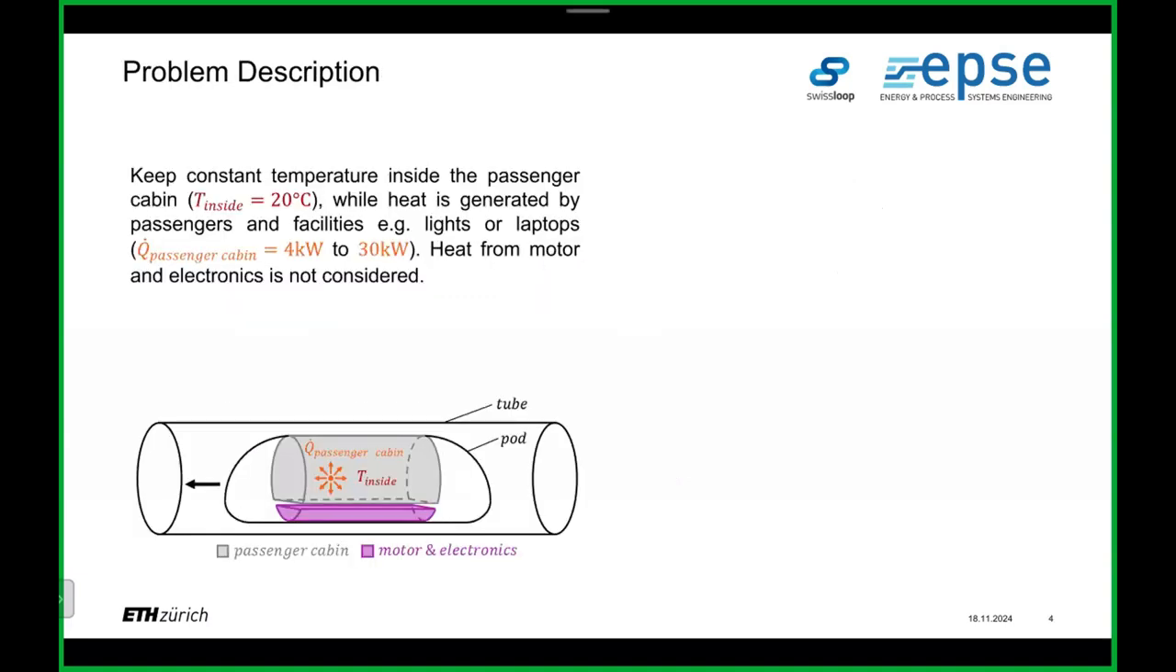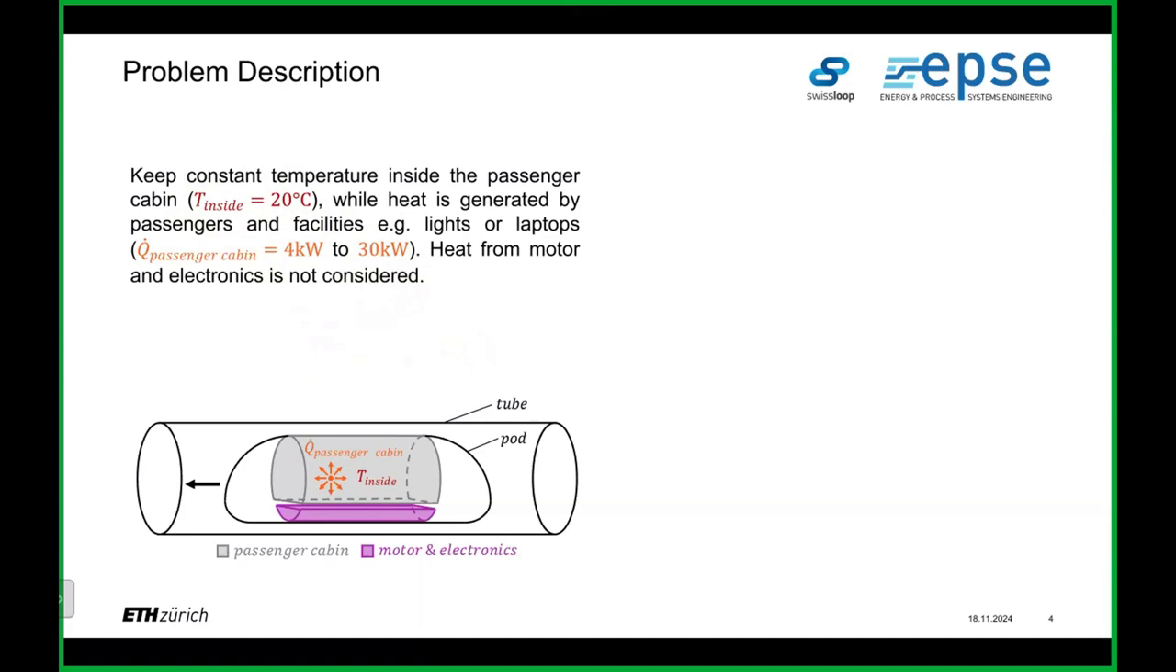So here you can see the problem I faced in my bachelor thesis. This part of the Hyperloop pod is the passenger cabin, and it's important to keep the temperature inside of this passenger cabin at a constant value of 20 degrees Celsius, while heat is generated inside. Here I assumed 4 to 30 kilowatts.